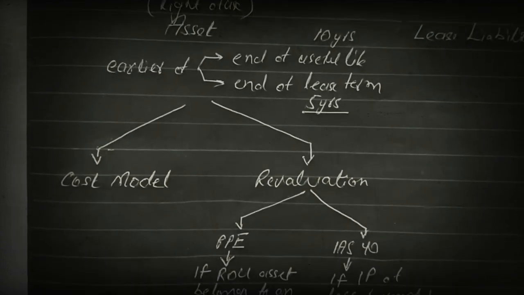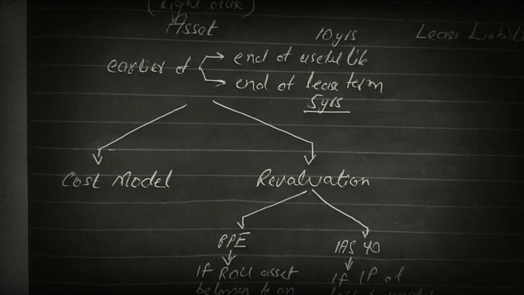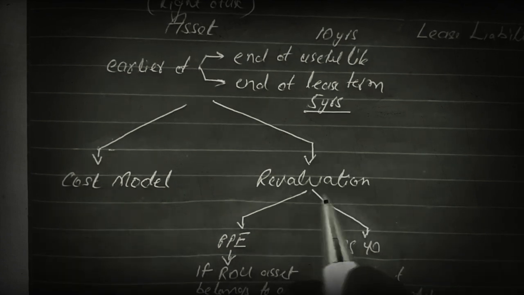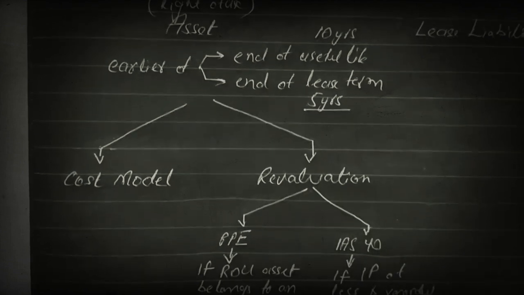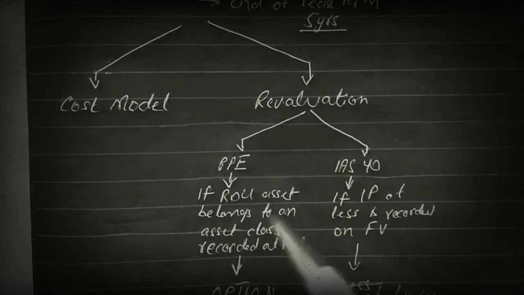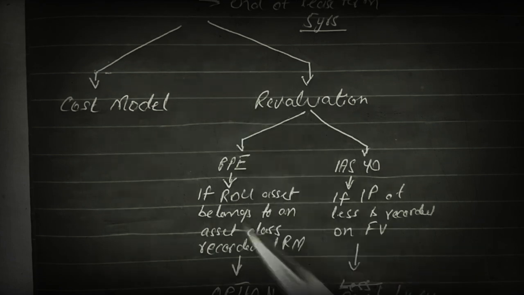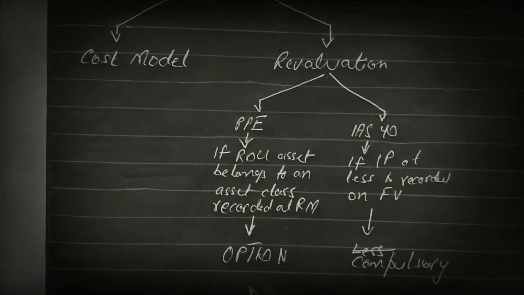Now, once that has been decided, we have to decide what model we should carry our right of use asset at, either the cost model or the revaluation model. So, what are the cases when we actually have to record an asset on the revaluation model? If that right of use asset is property, plant, and equipment, and if the lessee has the policy to record a particular class of property, plant, and equipment at fair value, and that right of use asset belongs to that class, then the lessee will have the option to either record it at the revaluation model or at the cost model.